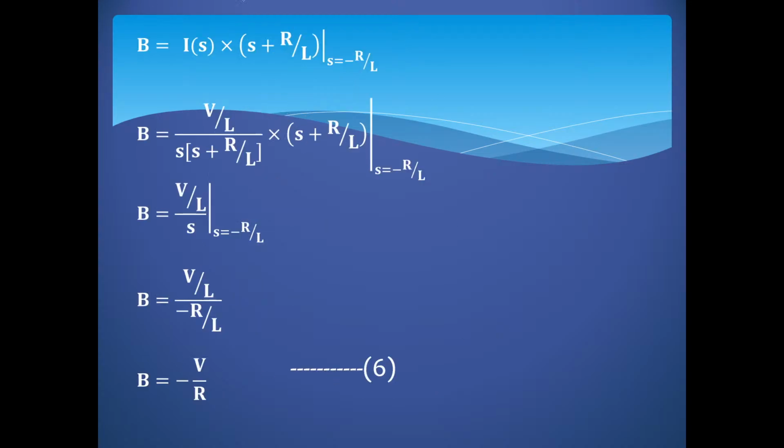Similarly, let us determine B. So what is the denominator of B? The denominator of B is S plus R by L. If you see in your notes, it might be there. So I of S is equal to A by S plus B by S plus R by L. So B is equal to what? I of S into the denominator at S, equate this denominator S plus R by L to 0.